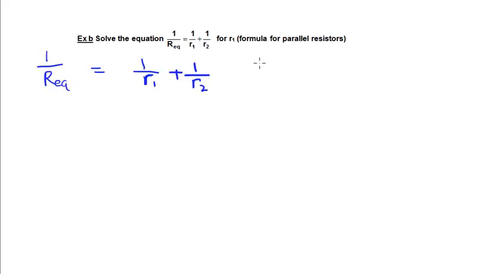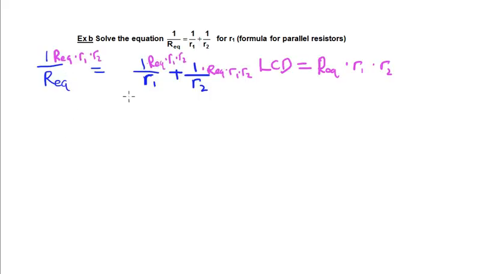And to clear these denominators, I'm going to have to multiply by the least common denominator, which in this case is the product of all 3 of those denominators. So it's going to be R equivalent times R1 times R2. So I'm going to have to multiply that product by all 3 of the terms. So multiplying, again, that LCD in all 3 places, I take a look at the first fraction, and R equivalent is going to cancel out, so there's no more denominator, and what remains is then simply R1 times R2.